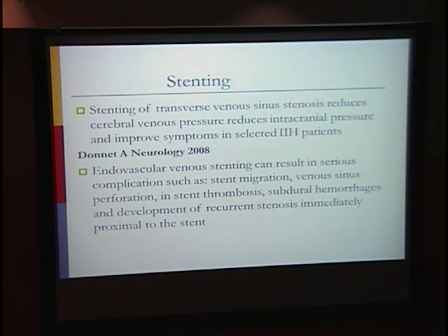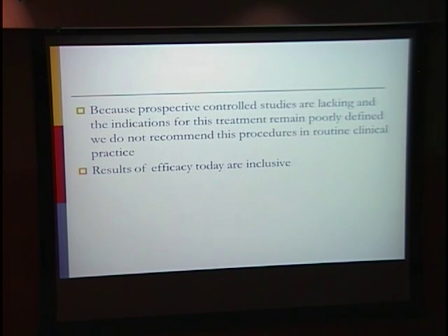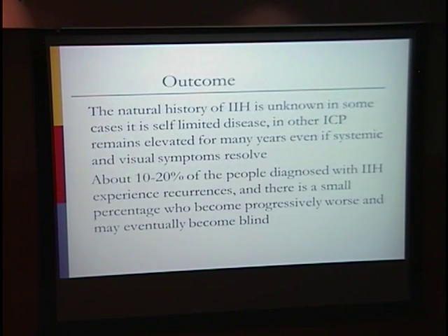Stenting of the transverse venous stenosis is now done in a few places. It's endovascular venous stenting. It can result in serious complications, and you need to remember that. The stent can migrate, there can be subdural hematoma, and recurrent stenosis can develop. Nowadays, there is not enough prospective controlled data, and the results on efficacy today are inconclusive. So it's not routine, only for special cases it may be offered. We still need to wait for the study that they are doing, I know, in the States, to see the efficacy of this treatment.